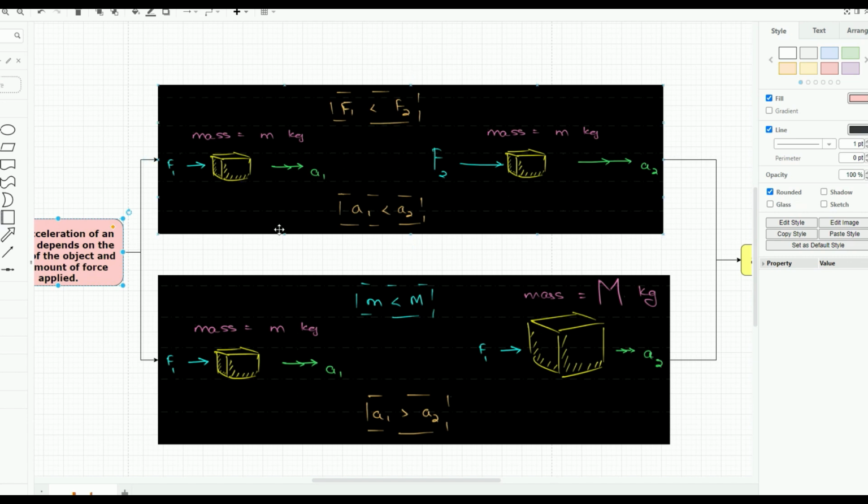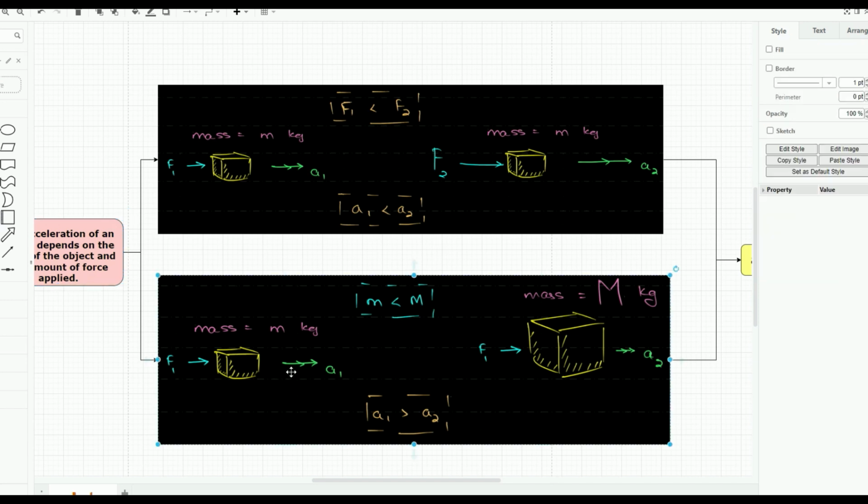Okay, so this is your scenario. What happens to the acceleration? The acceleration A1 will be lesser than A2. Common sense. If you apply less force, the object will move less. As simple as that.